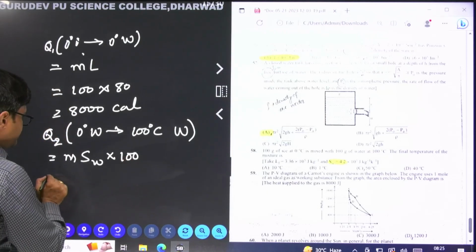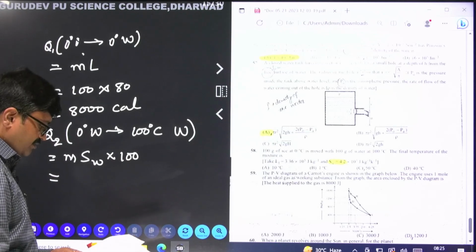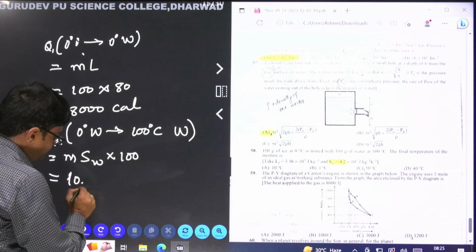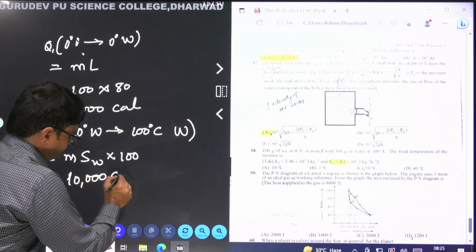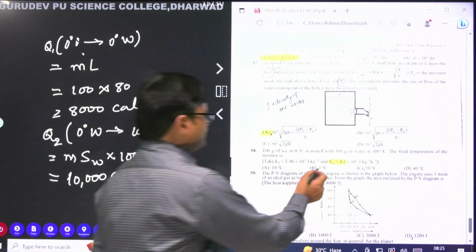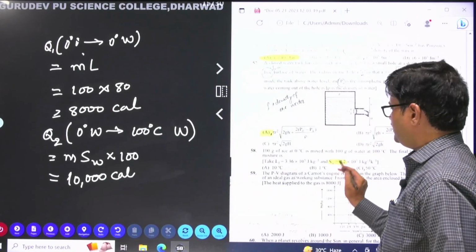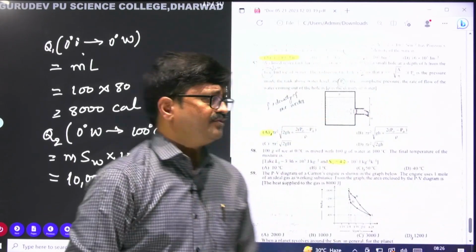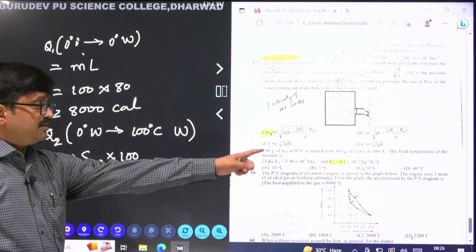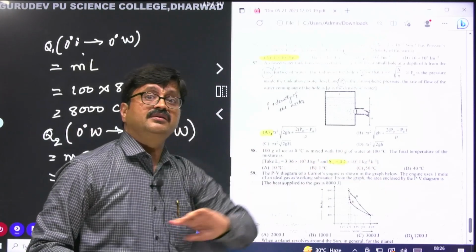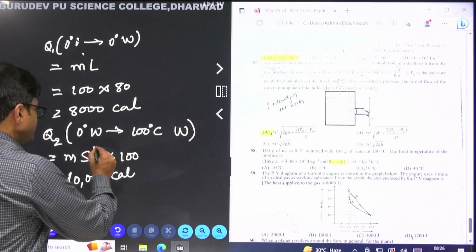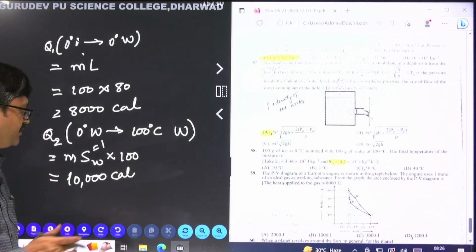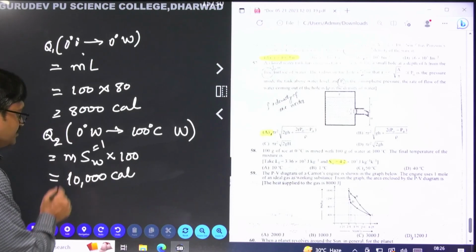Okay, so if you just substitute the values, then over here again I'll be obtaining this as what? 10,000 calorie. And remember, they have given this specific heat of water in SI, but I suggest you make use of that in CGS, or in terms of calorie per gram per degree Celsius. So I can use this as directly 1. Okay, so this will be the best method for us, and over here I'll be obtaining Q2 as 10,000 calorie.